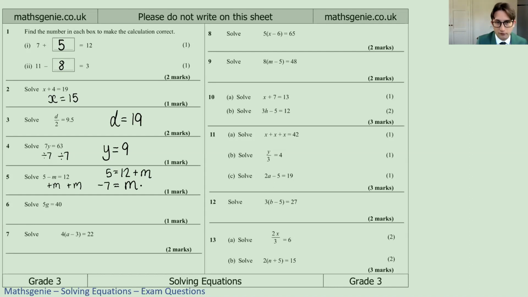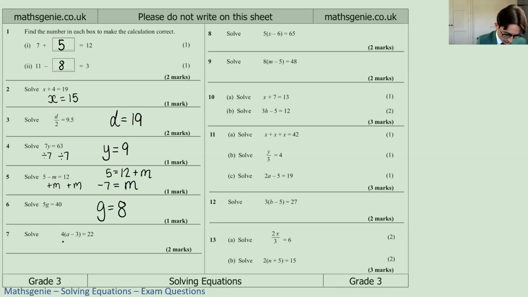And then if I check that, 5 minus minus 7, hopefully we realise that when you minus a minus, you add it. And so 5 minus minus 7 is positive 12. So that works. Right, here we go. 5g equals 40. So 5 times something is 40. So g is equal to 8 by dividing both sides by 5.